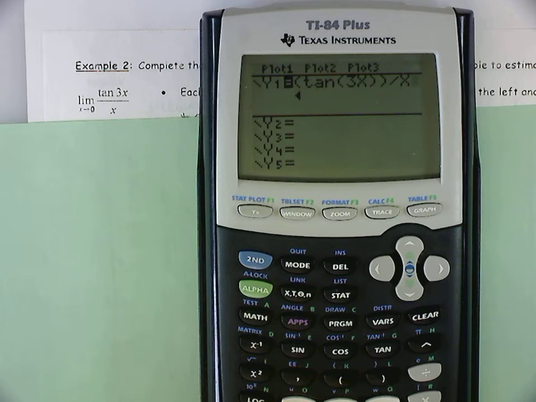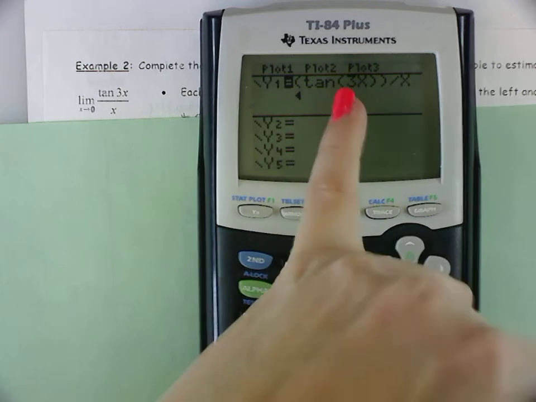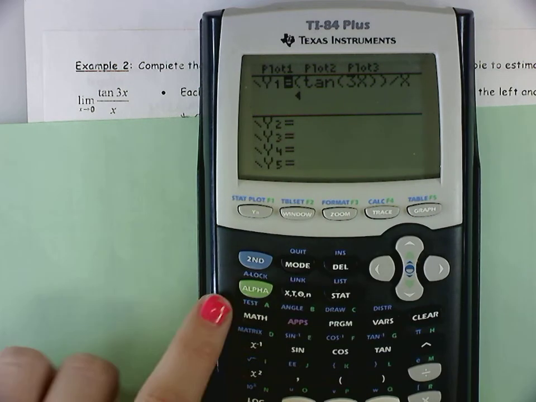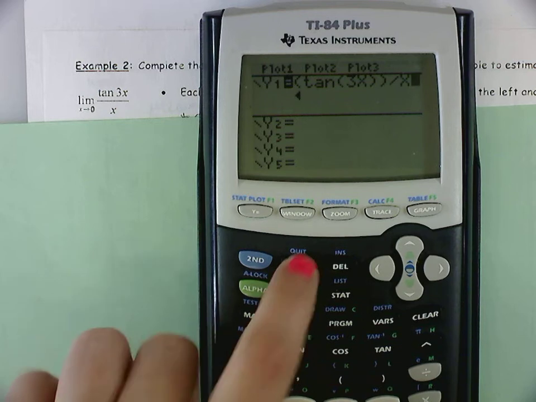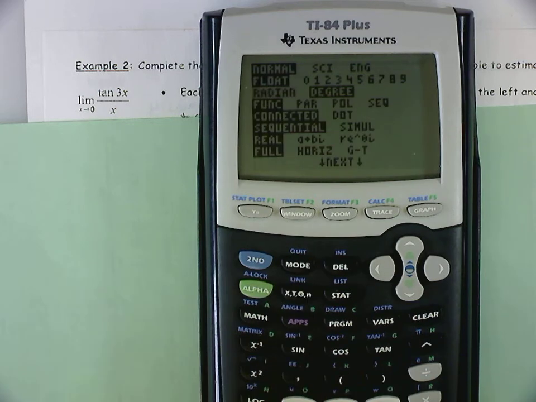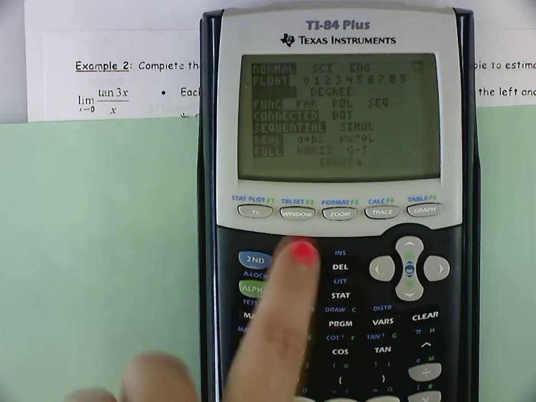It's a trig function. Yep, okay, so it's a trigonometric function. So, is there something we should remember? Or, what mode should we be in? Whenever you're graphing a trig function, you need to be in radians. Okay, so we're going to change our mode. If we go to mode, we're going to go to radians.